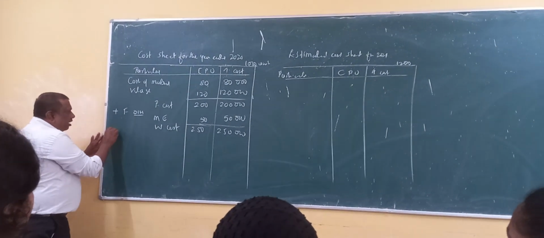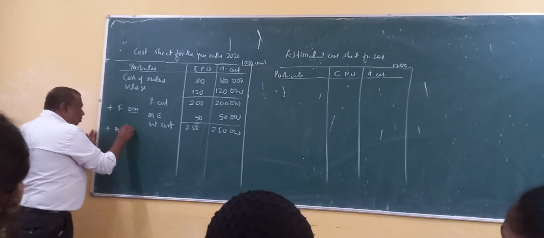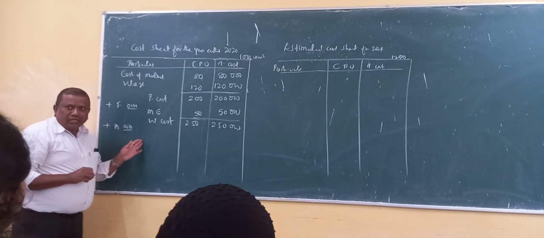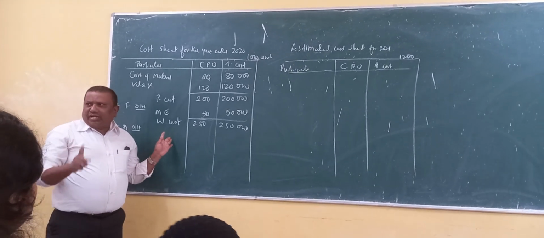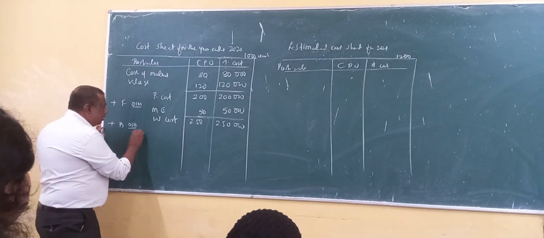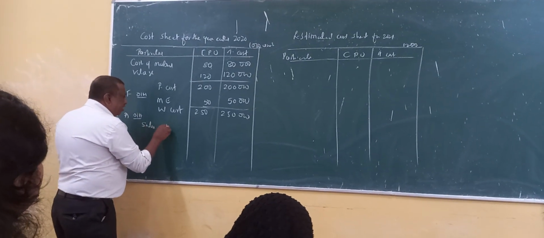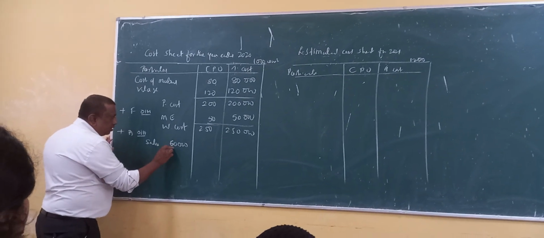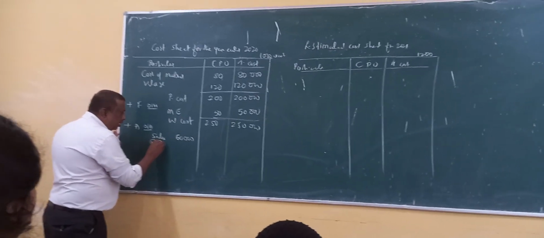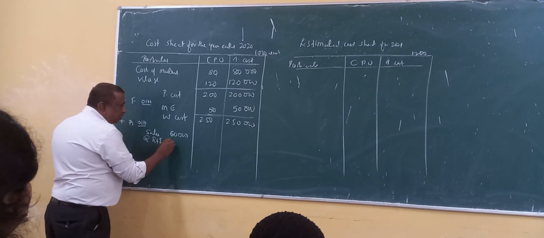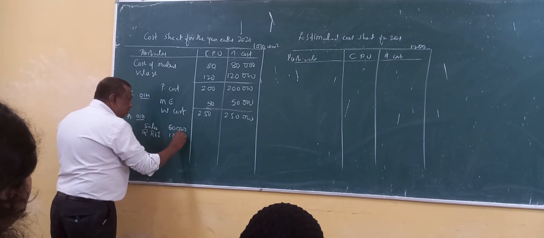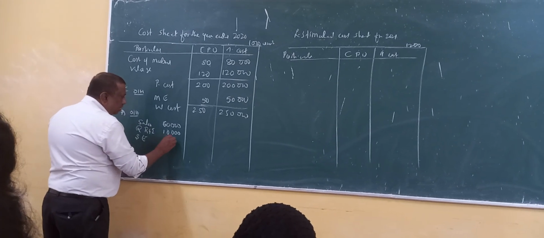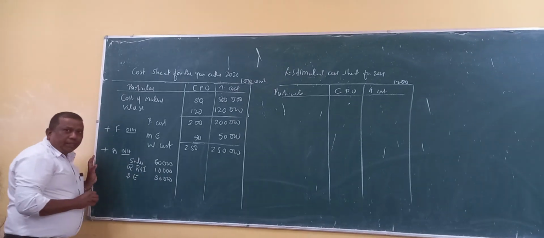Next one, add administration overhead. What is given? Salary of office, 60,000. Next, rent, rates and insurance, 10,000. Next, selling expenses 30,000. Correct? Yes, sir.